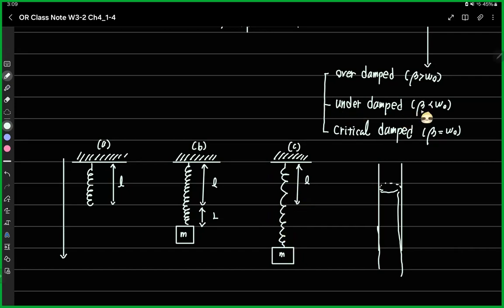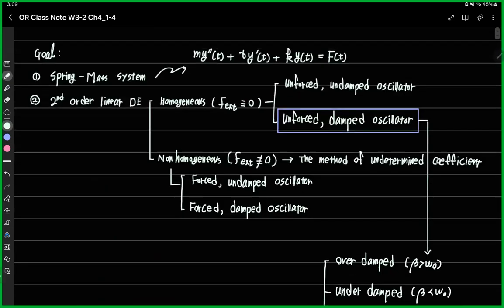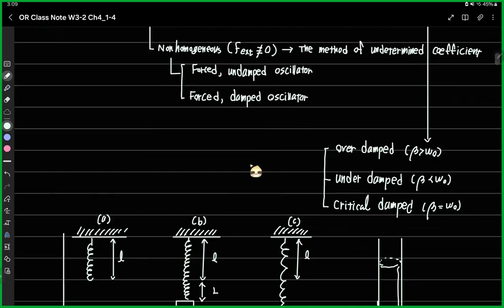So beta is the rescaled damping constant. Beta is gamma over 2m, something like that. Here m is the mass and gamma is the damping constant. And then omega 0 is the natural frequency of the spring. So we'll talk about this later.